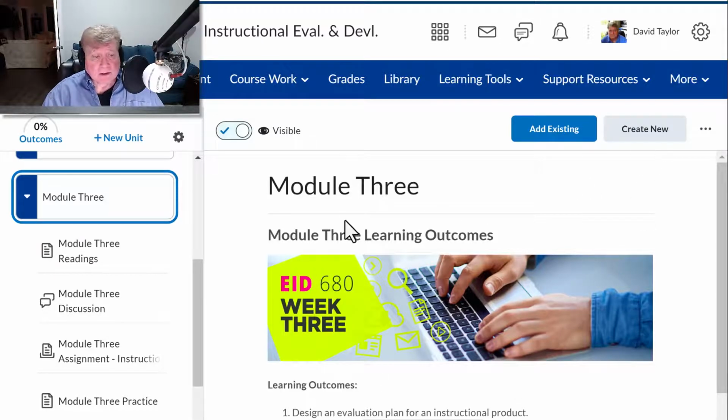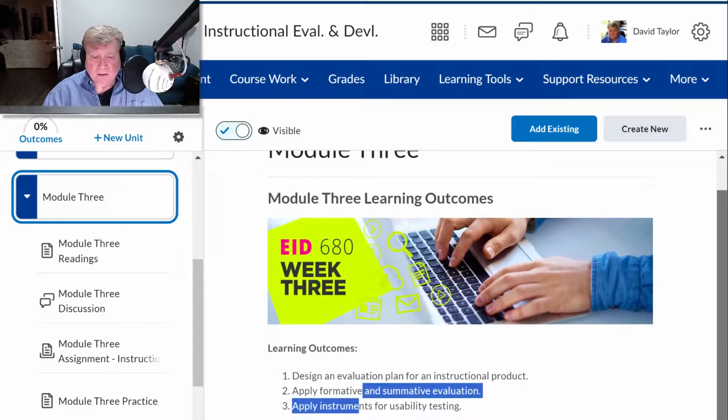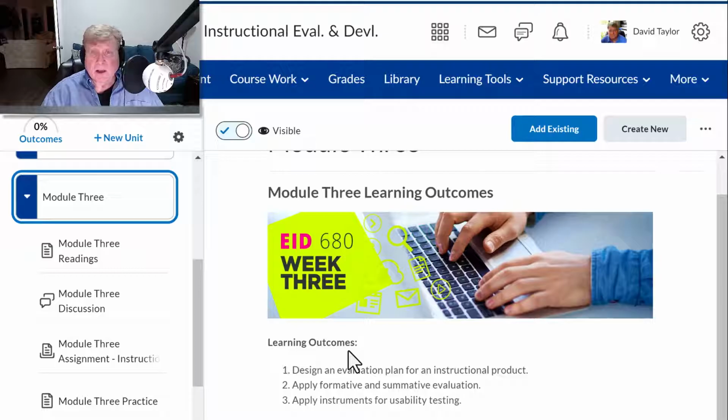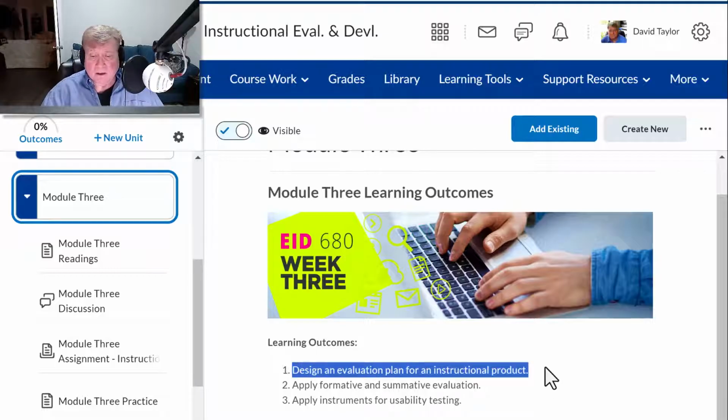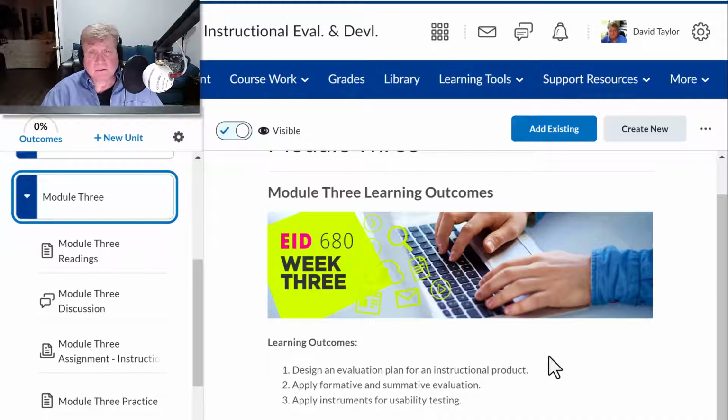As you see, we are here at Module 3. And let's take a look at our learning outcomes. You're going to design an evaluation plan for an instructional product. This is tech speak for in this week you're going to write your instructional evaluation plan, your IE plan. And we'll define that in just a moment.